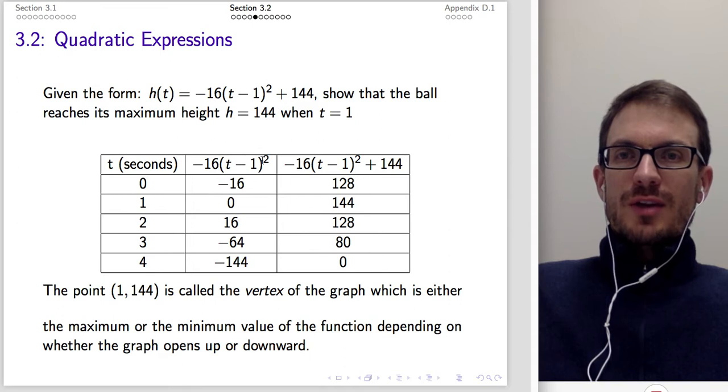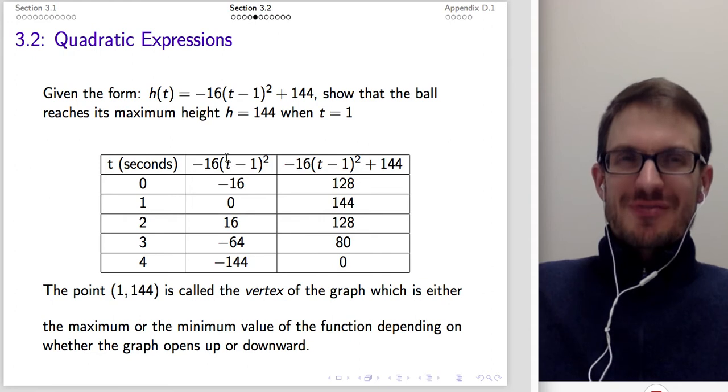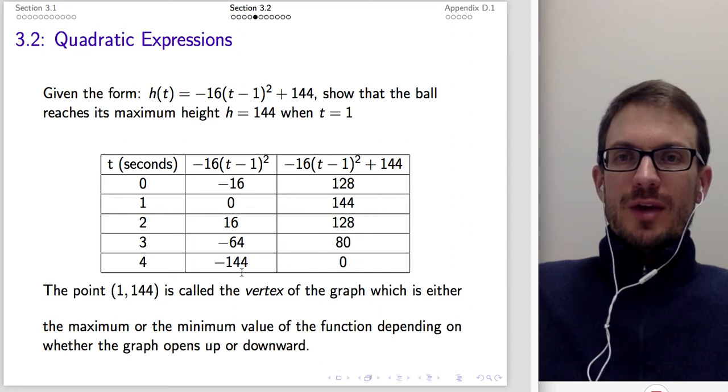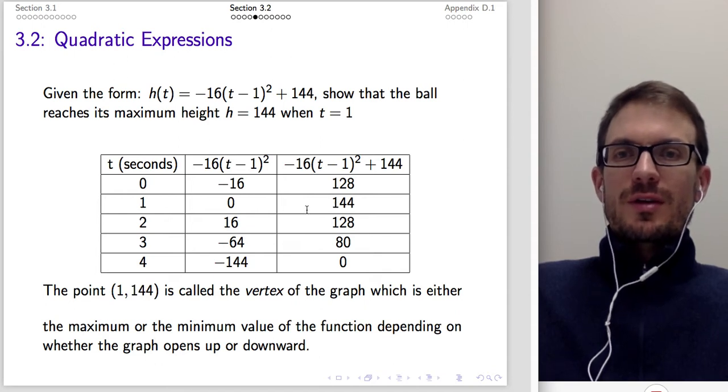So what I've got here is I've just got this first term in our sum, and then I'm adding 144 to it. The reason I do it this way is that we can see the behavior of this thing a little bit easier before we add in this 144. Right? Anyway, the high point we see is right here, 144, and that's what we mean by the vertex of the graph.